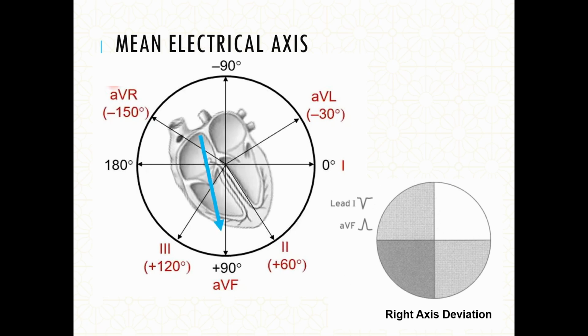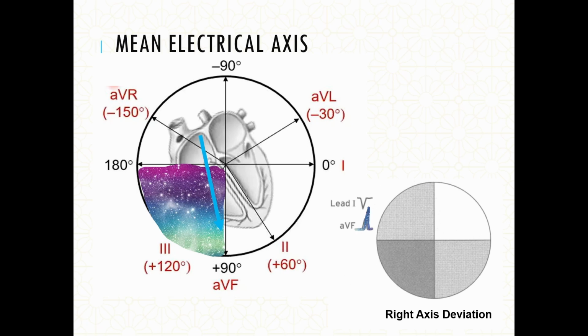This is what that might look like with the arrow. And so that arrow has actually landed in the bottom left quadrant of the circle now, and so we call it a right axis deviation. We just want to be able to identify which of these 4 quarters of the circle that electrical activity is headed towards or ending up in.